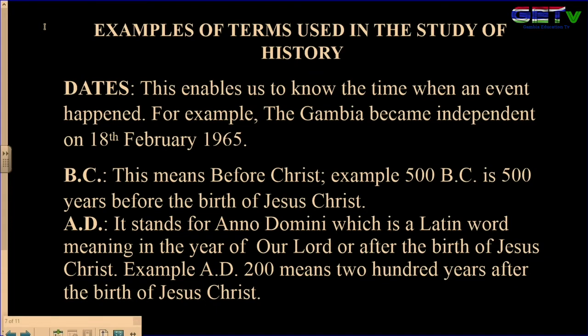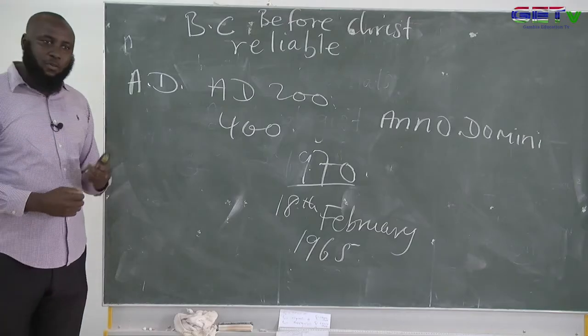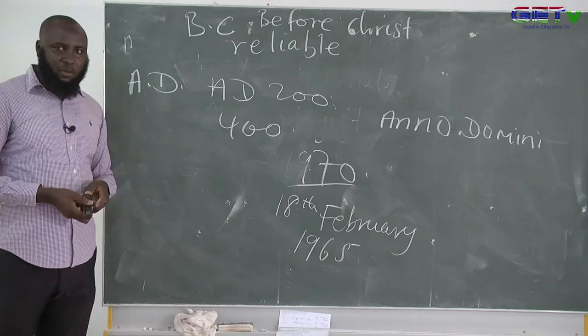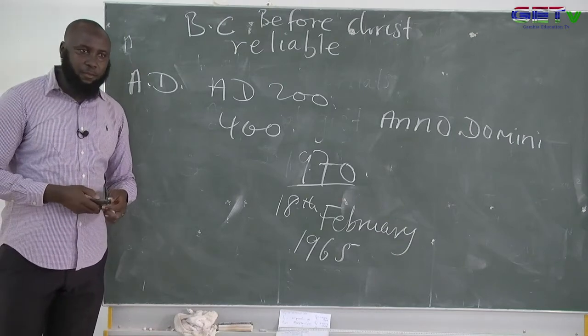For example, when we are given AD 200, this tells us that it is 200 years after the birth of Jesus Christ. If you are given AD 400, this will also tell us 400 years after the birth of Jesus Christ.